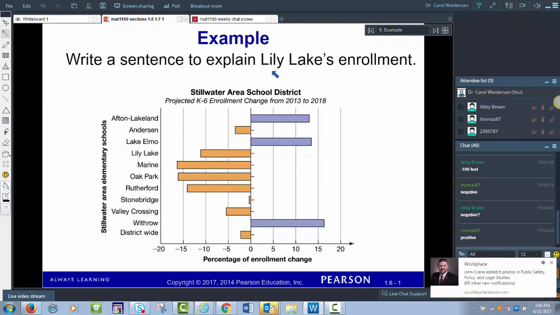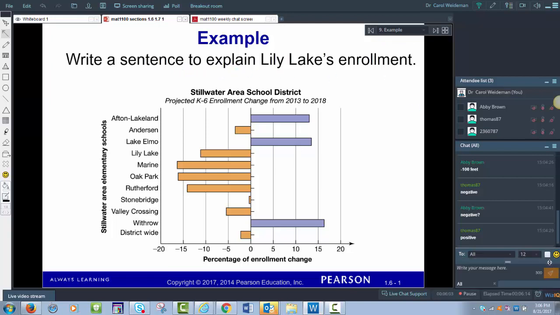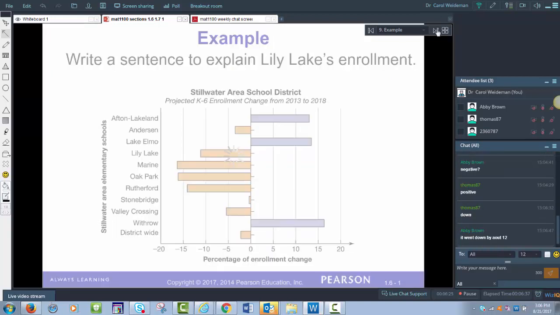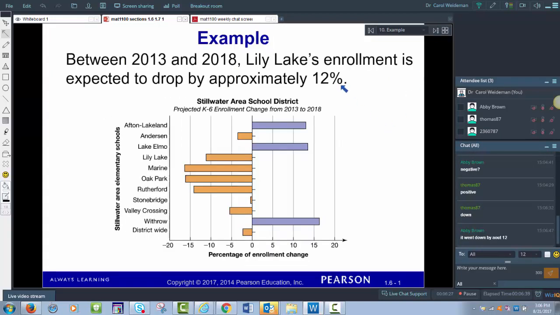Write a sentence to explain Lily Lake's enrollment. So let's take a look at Lily Lake. Lily Lake is right here. What's happening to Lily Lake's enrollment? And this is what they're expecting to happen from 2013 to 2018. Do we expect it to go up or to go down? We're expecting it to go down, right, by about 12%. You're absolutely right. Yep.